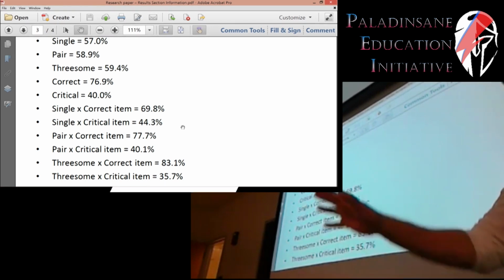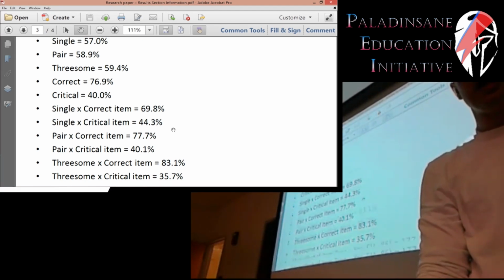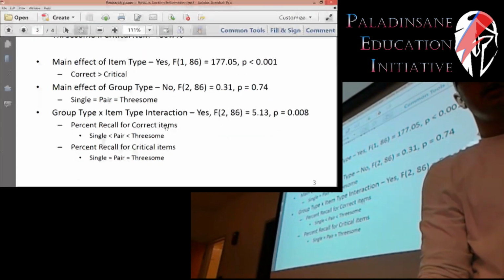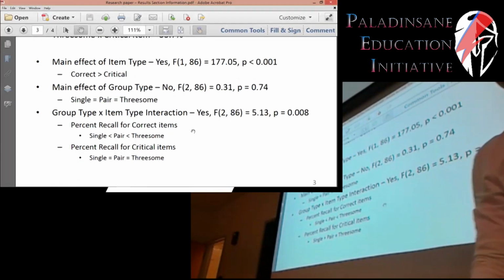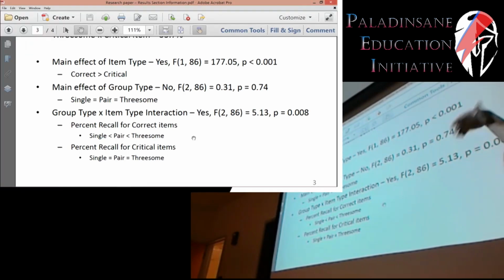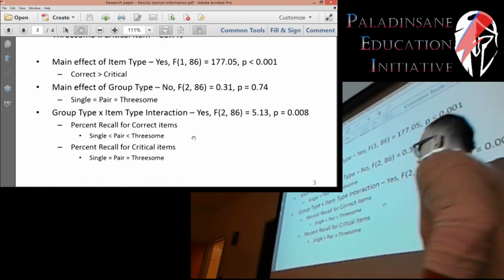And then the final information that you need these handouts for is the inferential statistics. This information here is the inferential statistics, and we're going to spend time in the upcoming lectures to get really clear on what main effects are and what interactions are.